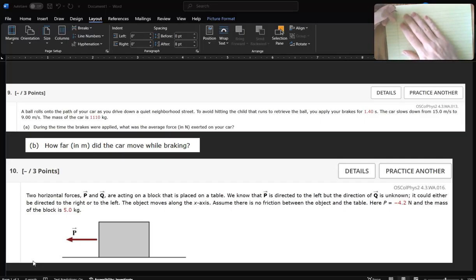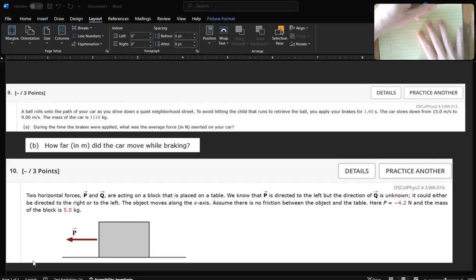All right. So the first question it asks us to find is the average force exerted on the car. Again, force is equal to mass times acceleration. We're given the mass of the car, so that's the 1,110 kilograms, but we need to find the acceleration.